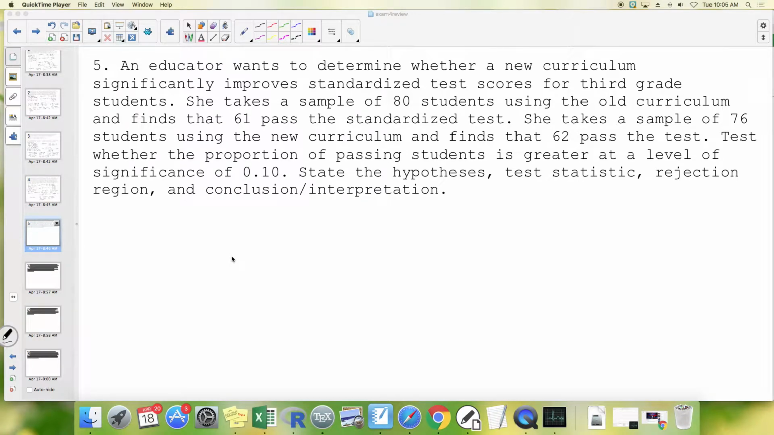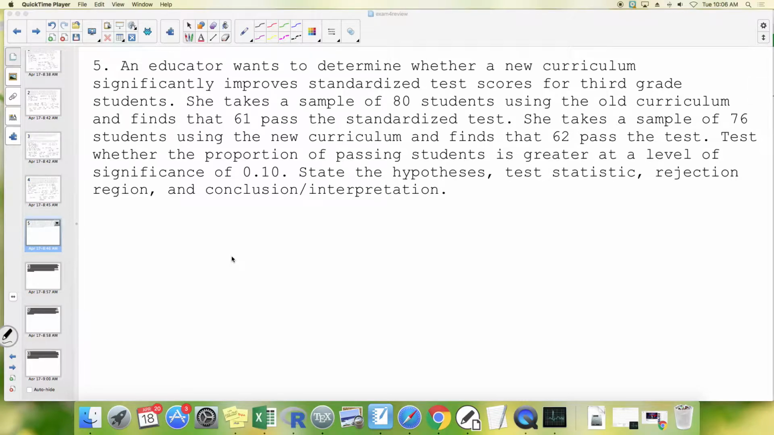An educator wants to determine whether a new curriculum significantly improves standardized test scores for third grade students. She takes a sample of 80 students using the old curriculum and finds that 61 passed the test. She takes a sample of 76 students using the new curriculum and finds that 62 passed the test. Test whether the proportion of passing students is greater at a level of significance 0.1.